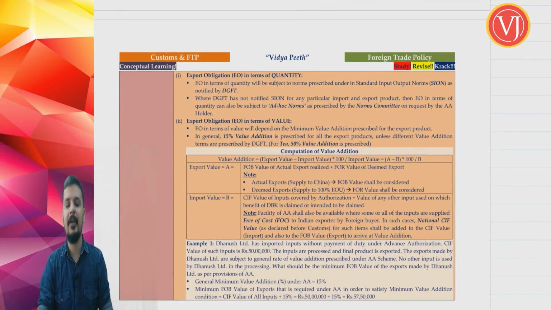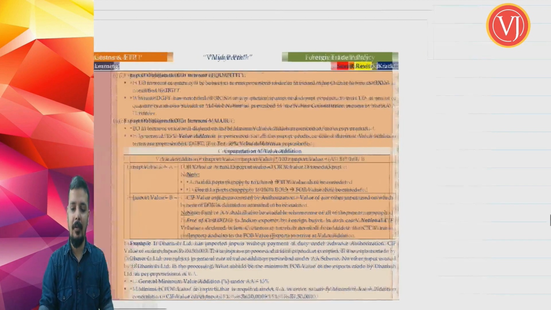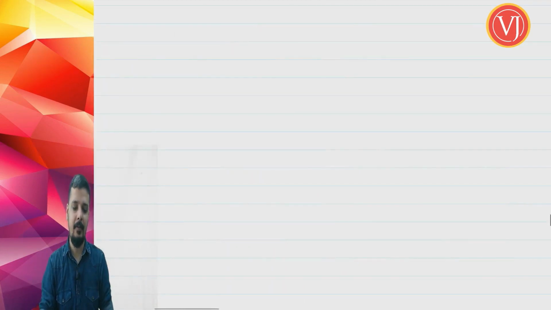And this export obligation you have to clearly remember, because in exams they are focusing only on your export obligations, how you have to fulfill them. We have 4 or 5 examples to understand that, so that will be very simple to understand. You have to fulfill your export obligations. Now how to understand this export obligation?